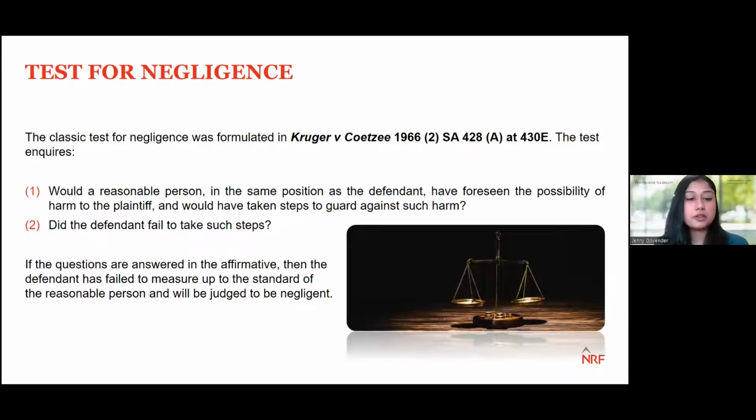For my part of the presentation, I'll be discussing the aspects of negligence and the test for negligence, as well as general defenses raised in the plea. And I'll also be touching on the issue of contributory negligence.